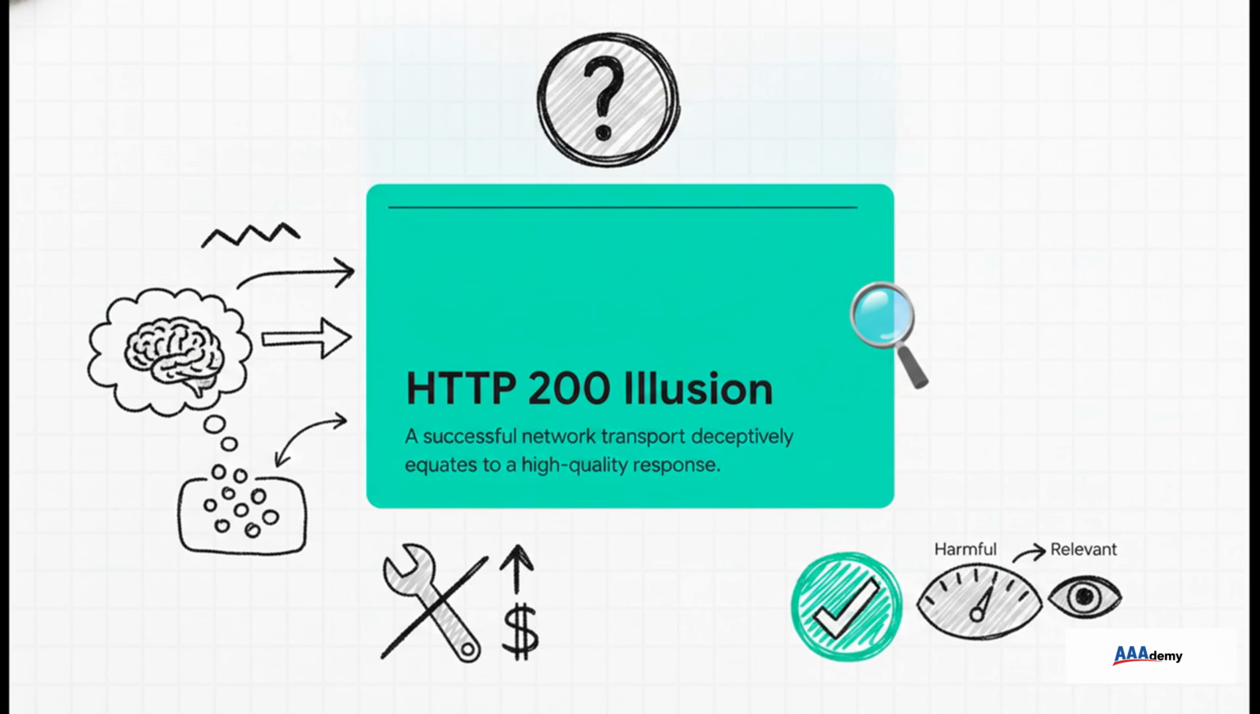Because a 200 response only proves transport success. It's what we call the HTTP 200 illusion. The network worked, sure, but the model could have confidently hallucinated a completely fabricated answer, blown through your token budget, or failed to call a necessary internal tool. You need entirely separate semantic telemetry to actually measure if the AI's answer was relevant or harmful.